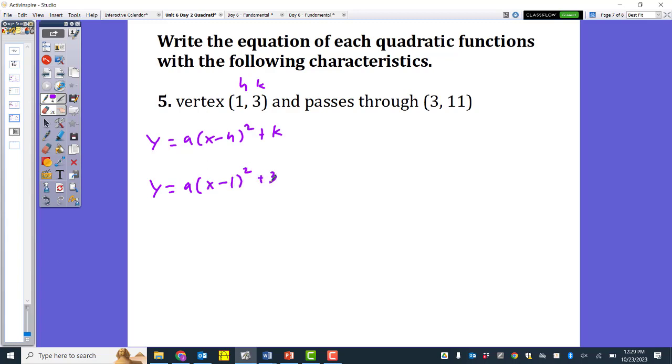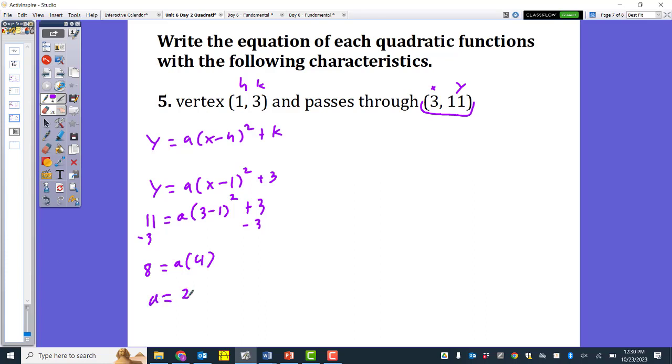The only thing we need is a. That's where this point comes in. It helps us find a. So we're going to plug in 3 for the x and 11 for the y, and then solve for a. So 11 equals a times 3 minus 1 squared plus 3. We'll move the 3 to the other side. So we have 8 equals a times 3 minus 1 is 2. 2 squared is 4. And so a equals 2.